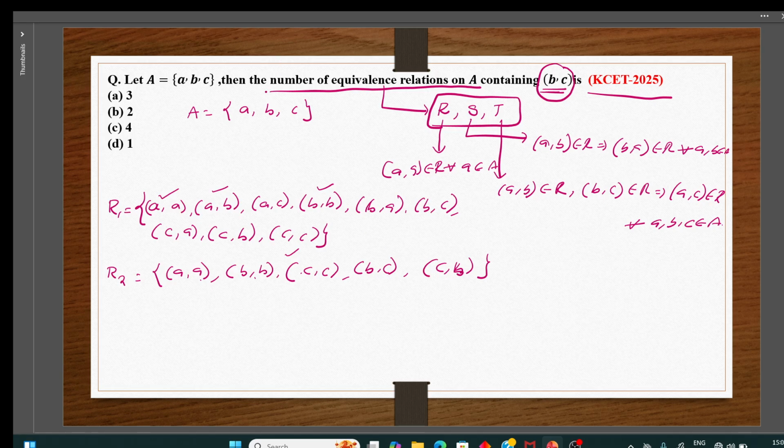So now, how many equivalence relations do we get here? The number of relations is two relations containing (b, c). Two relations we get. Clear. Next.